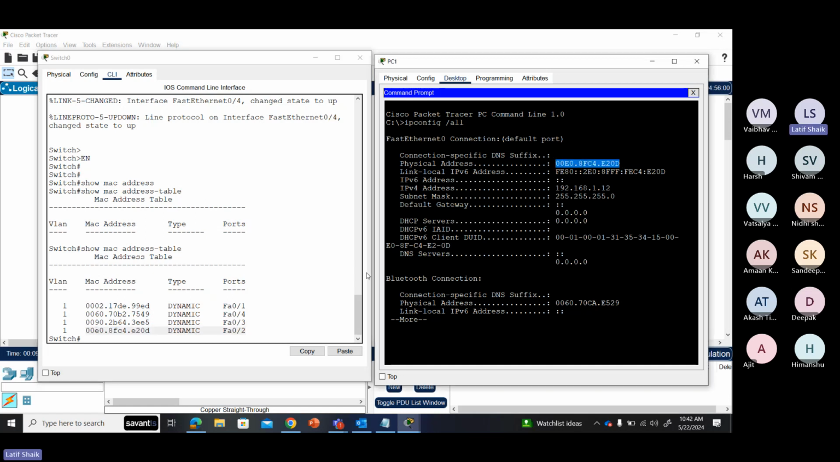Both are same, right? Port number 2, it is showing a MAC address. Whose MAC address is it? It is this particular PC, and their IP address it is.